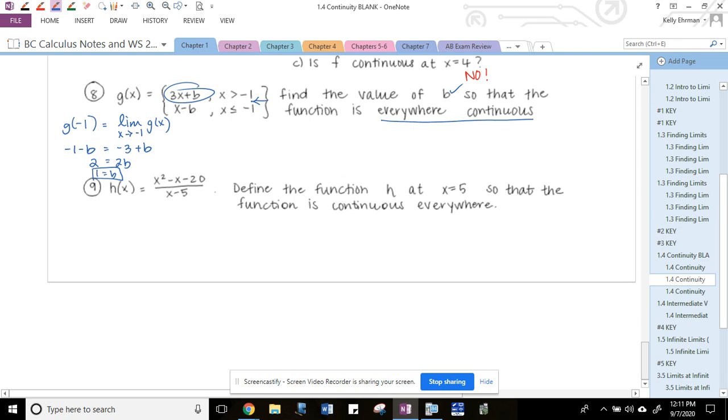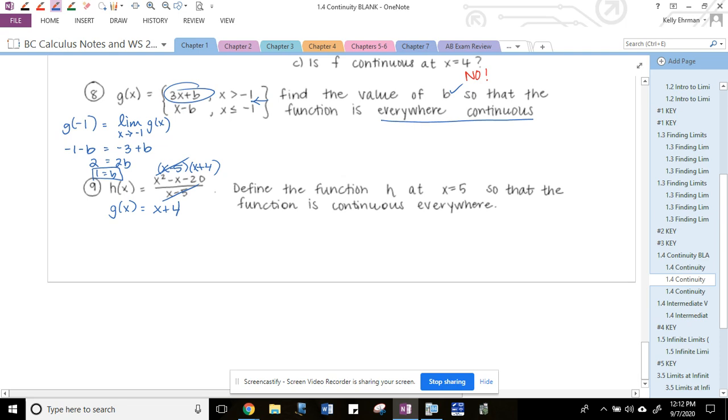And finally, last example, redefine the function h at 5 so that the function is continuous everywhere. So again, all this is saying is let's come up with some other function that has all the same points as h of x, and it'll just be defined at 5. So this is factored x minus 5 times x plus 4 over x minus 5. So my redefined function would be like, let's say g of x is just x plus 4. G of x shares all the same points as h of x, except h of x is not defined at 5, and g of x is. G of 5 would equal 9.